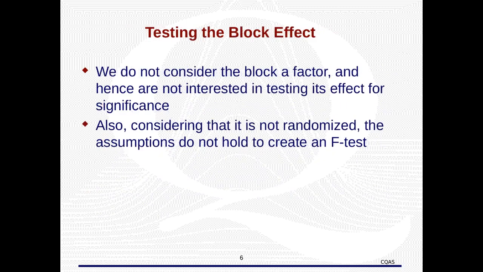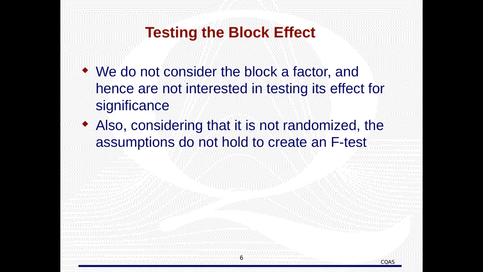Having established that blocking restricts randomization, we must now address a critical statistical consequence. The block effect itself is not a factor of interest in our analysis. We deliberately exclude it from significance testing because the blocking structure violates the fundamental assumptions required for constructing a valid F-test. Since blocks are not randomly assigned, they represent a necessary constraint imposed by practical experimental limitations. The independence and homogeneity assumptions underlying standard hypothesis tests do not hold. This distinction is essential.